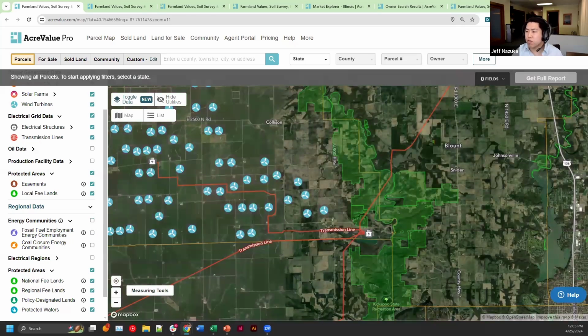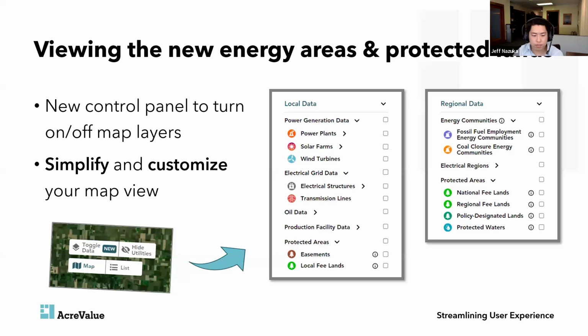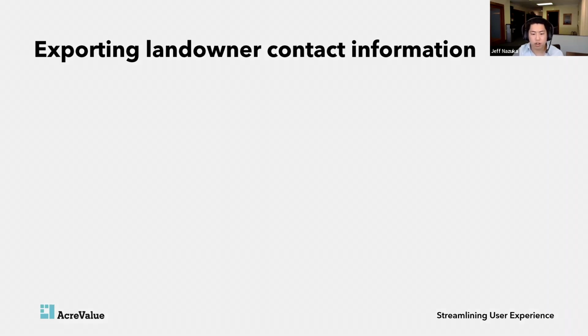Now let's flip back over to our slide deck here. And so we're going to transition to our next topic, which is, let's go here. Perfect. Our next topic is another user experience upgrade that has been long requested. It is the ability to export contact information to a spreadsheet.